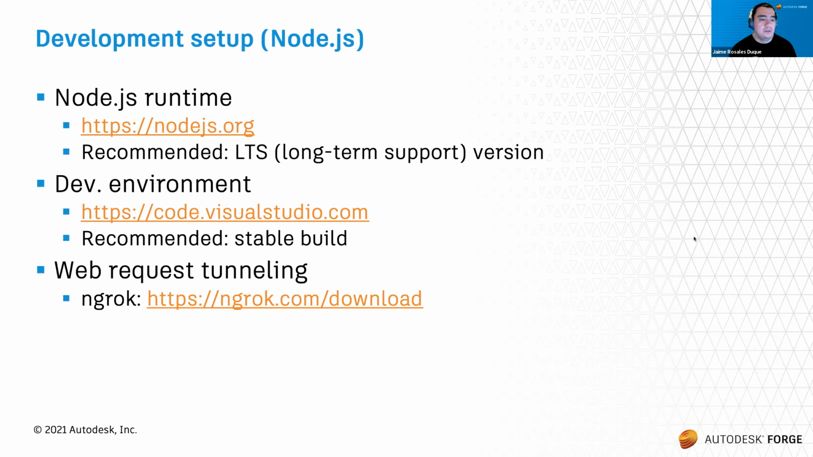Perfect. We're going to be using ngrok because Design Automation needs a way to communicate back to us when we have something ready. Since we're developing locally from our machine, we need a service that allows us to create an endpoint to get notified when the Design Automation process is finished. So, as it says here, it's a web request tunneling tool that we're going to be using: ngrok.